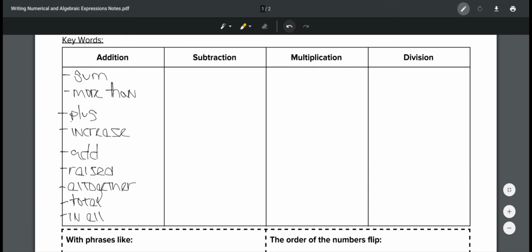I'm going to go ahead and move on to subtraction. So I'm going to start with the answer to a subtraction problem. That's called a difference. So difference is your first word on the subtraction side. Next, we have less than. What you're going to notice is we're going to have a lot of opposites. So addition and subtraction are going to have a lot of opposites. So instead of plus, we're going to say minus. Decrease.